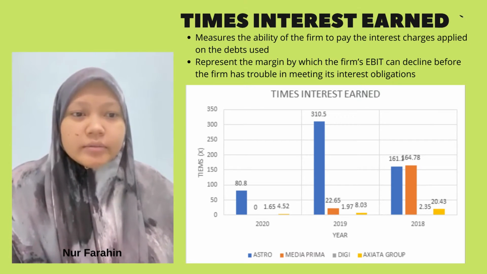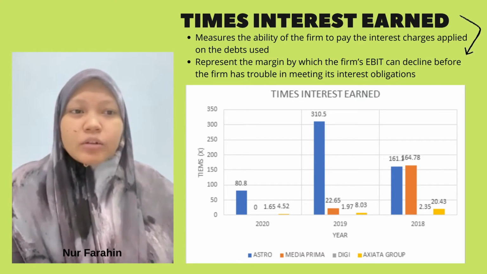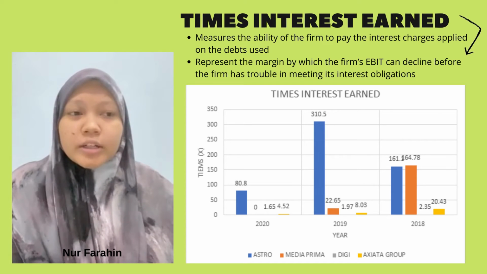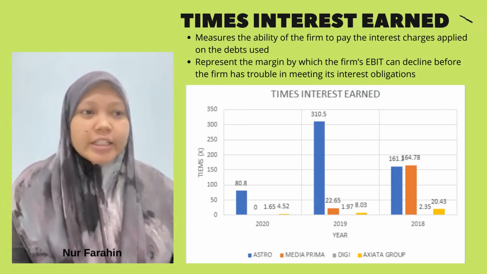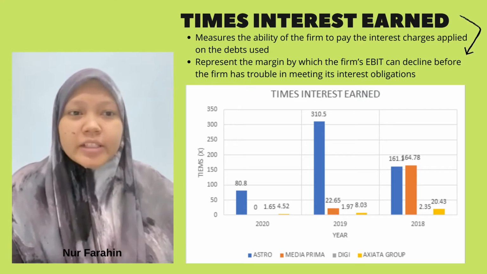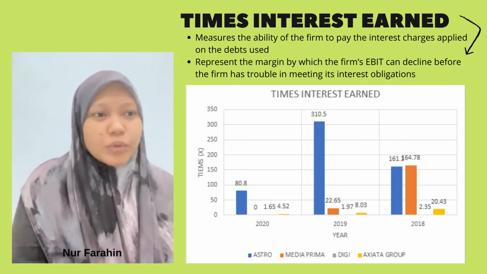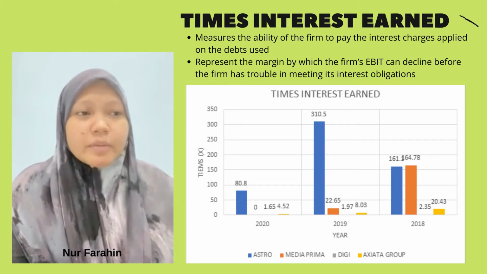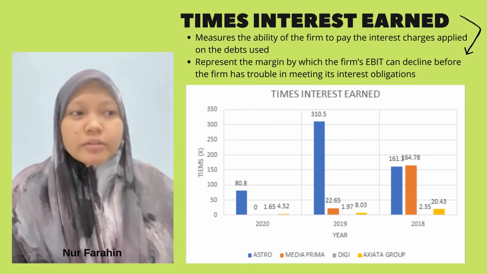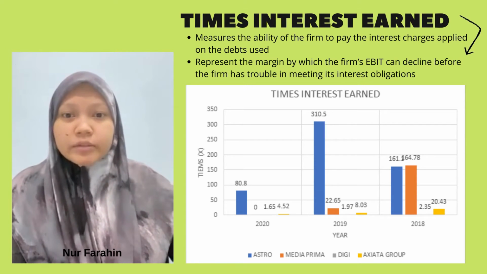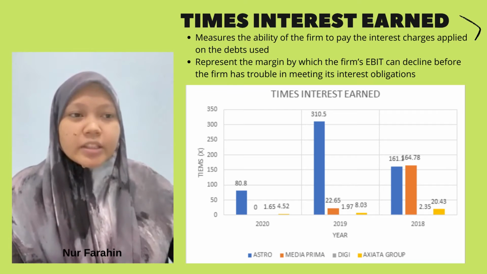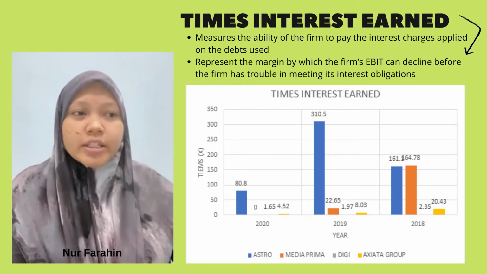Okay, this is the graph of TIE. It also shows the years 2018 to 2020 of Astro, Media Prima, Axiata, and Digi. Astro has the highest TIE ratio for 2 years consecutively from 2019 till 2020, followed by Media Prima as the second highest ratio in 2018 and 2019, but the lowest ratio in 2020. Digi and Axiata also get the lower ratios 3 years consecutively.